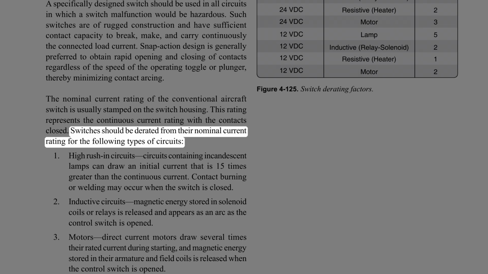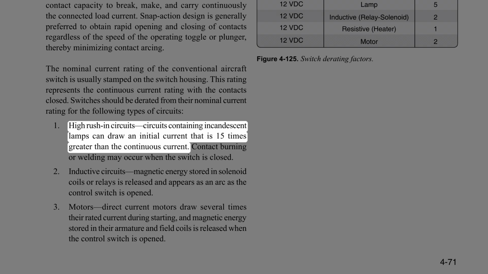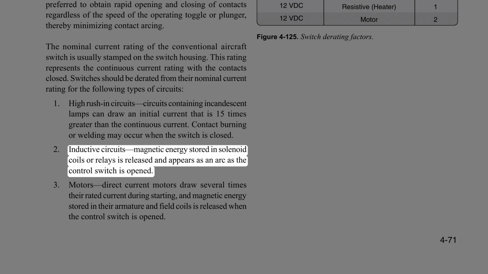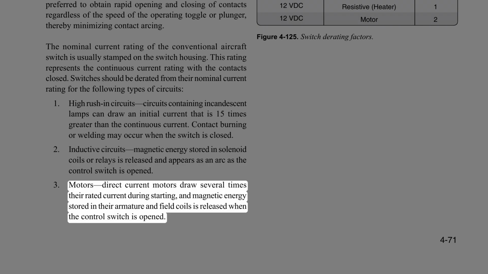Switches should be derated from their nominal current rating for the following types of circuits. High rush-in circuits. Circuits containing incandescent lamps can draw an initial current that is 15 times greater than the continuous current. Contact burning or welding may occur when the switch is closed. Inductive circuits. Magnetic energy stored in solenoid coils or relays is released and appears as an arc as the control switch is opened. Motors. Direct current motors draw several times their rated current during starting, and magnetic energy stored in their armature and field coils is released when the control switch is opened.